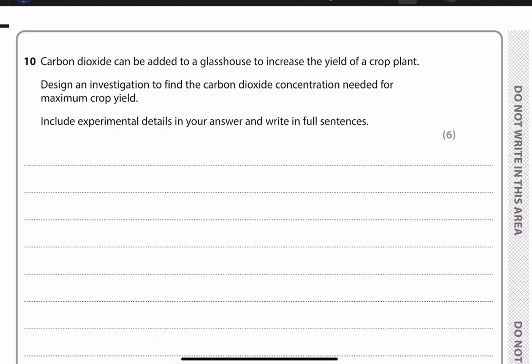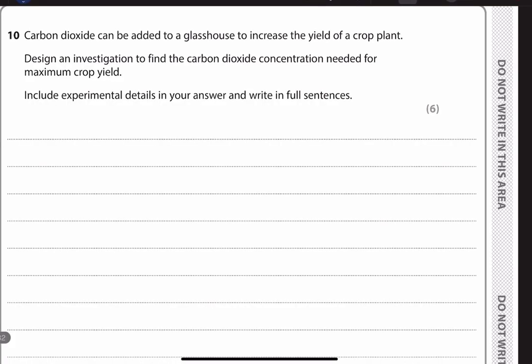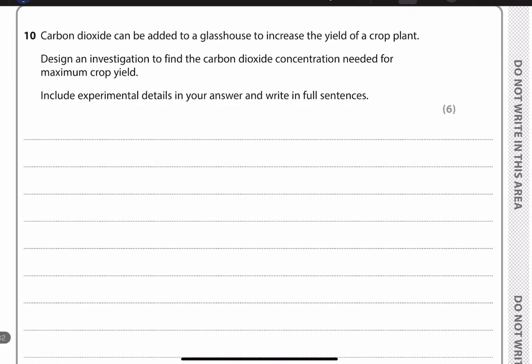Okay. Carbon dioxide can be added to a glass house to increase the yield of a crop plant. Design an investigation to find the carbon dioxide concentration used for maximum crop yield.